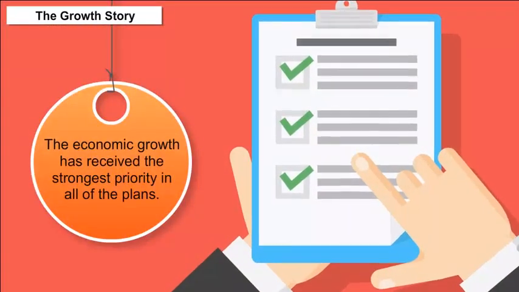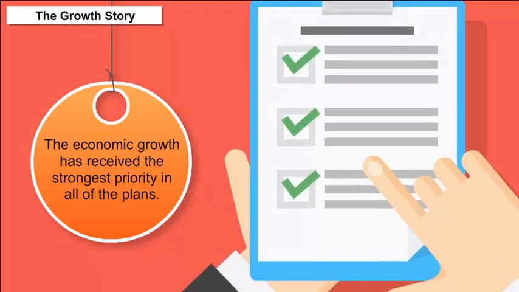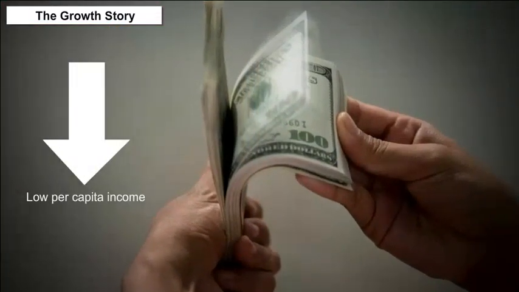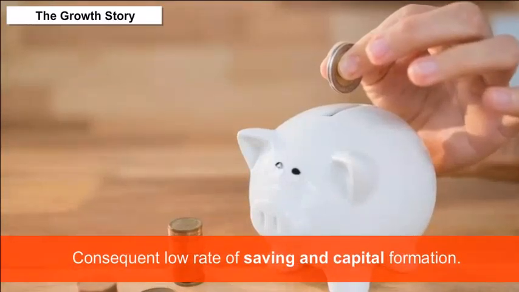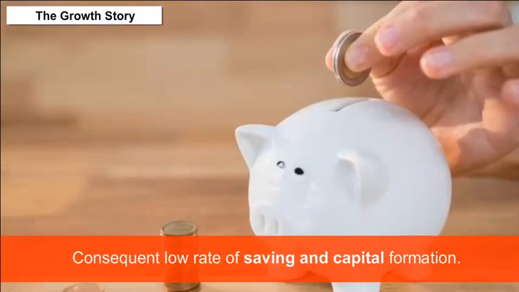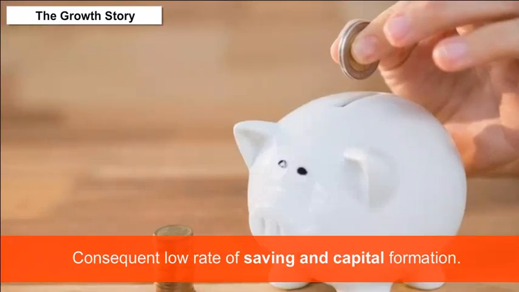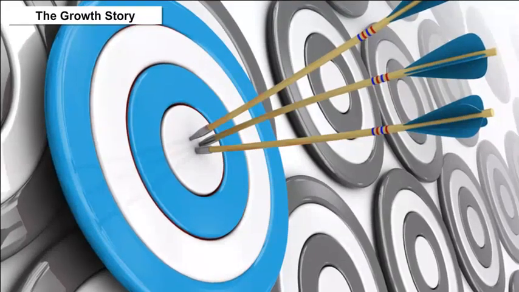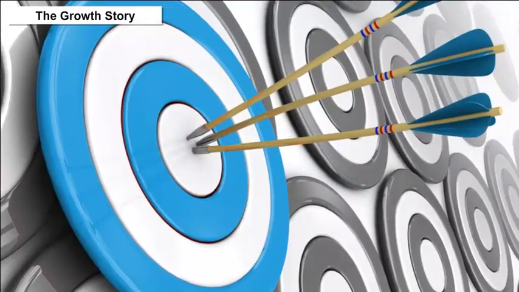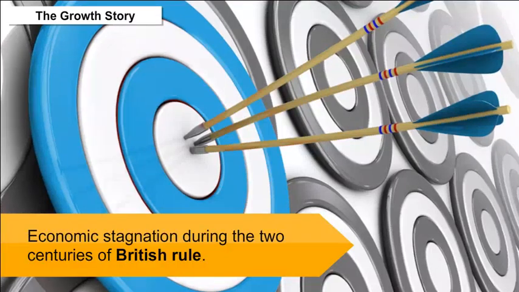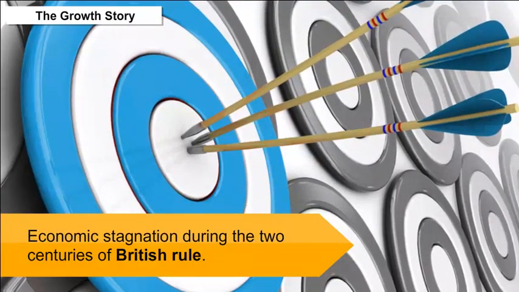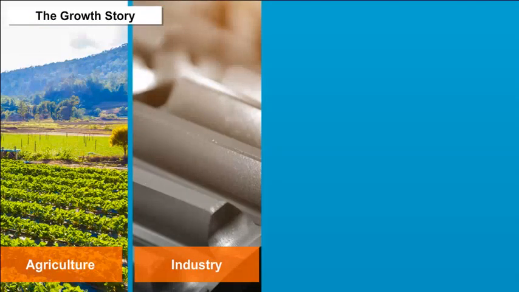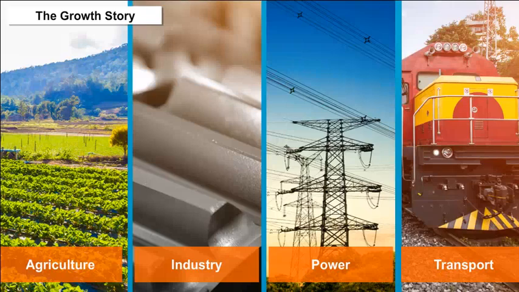Economic growth has received the strongest priority in all of the plans due to low per capita income and the consequent low rate of saving and capital formation. Indian economy required a boost. This objective seems totally justified, particularly in the context of economic stagnation during the two centuries of British rule. The key sectors were agriculture, industry, power, and transport.